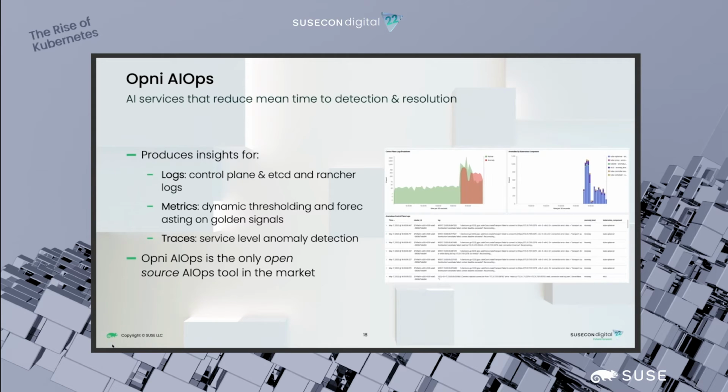For metrics, Opni AIOps features metric anomaly detection on Kubernetes golden signals, and the modeling on user-selected SLO metrics will be supported in our next release. For traces, we will introduce service-level anomaly detection. So, how does Opni AIOps differentiate from other AIOps tools in the market?